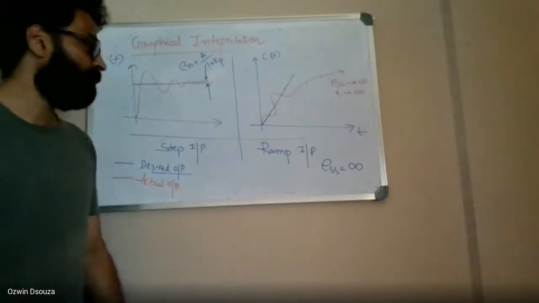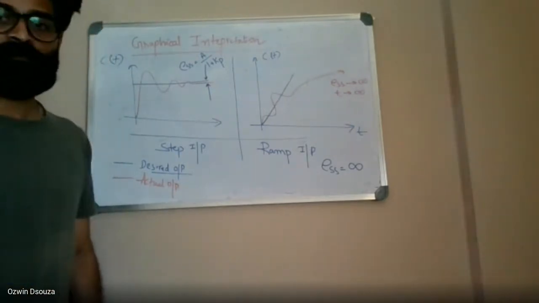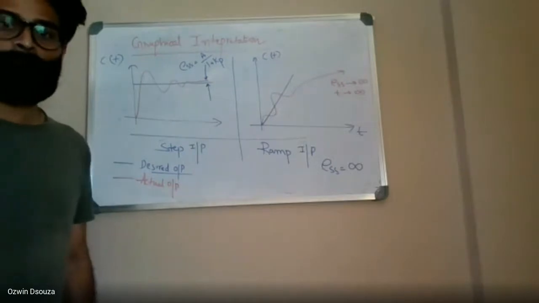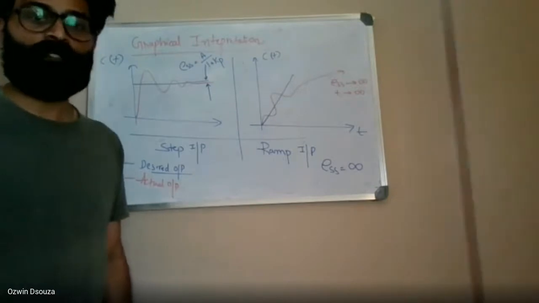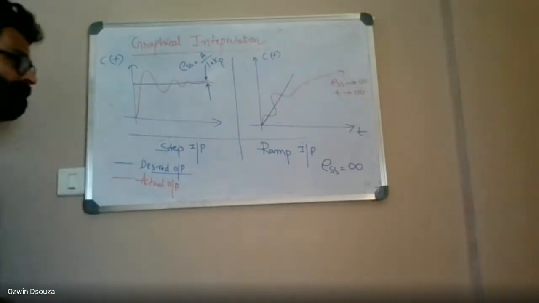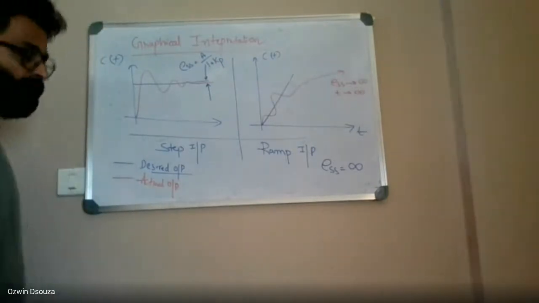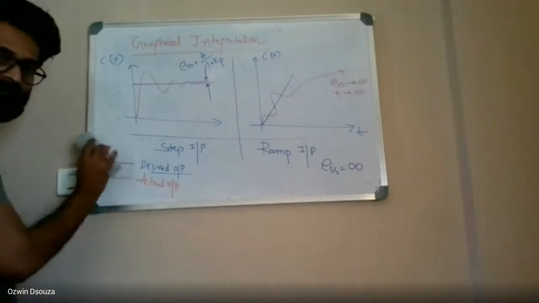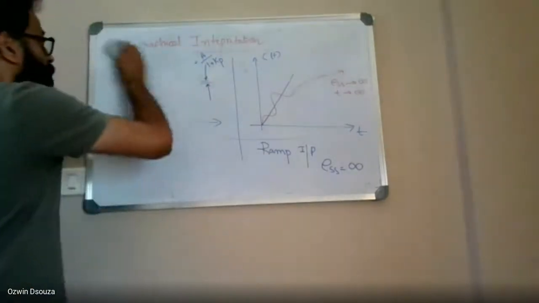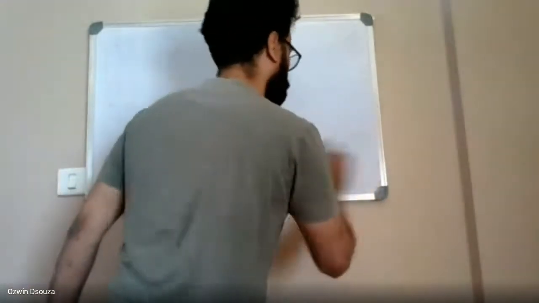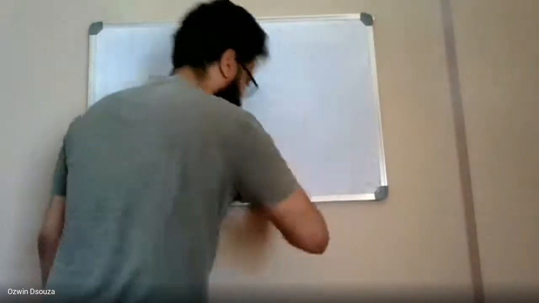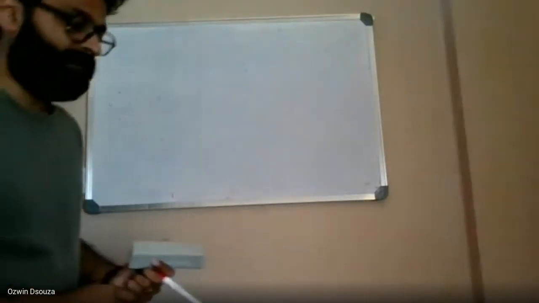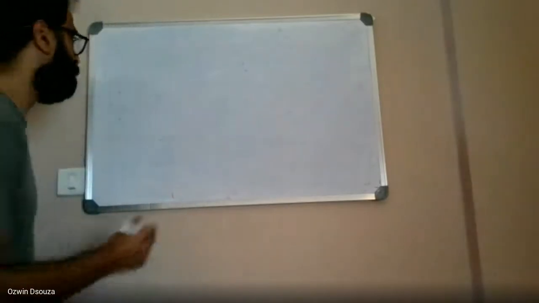Is it clear, or do you have any doubts? If you have any doubts, you can just unmute and raise your question. If you don't have any doubts, I will erase this. All right, so we are done with the type zero system against step and ramp.